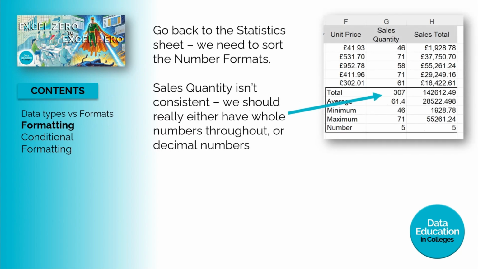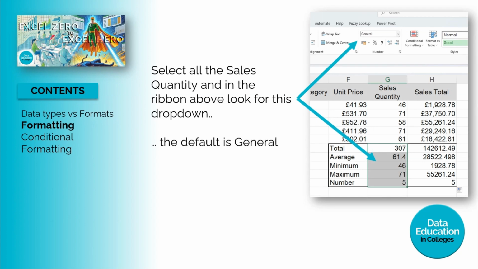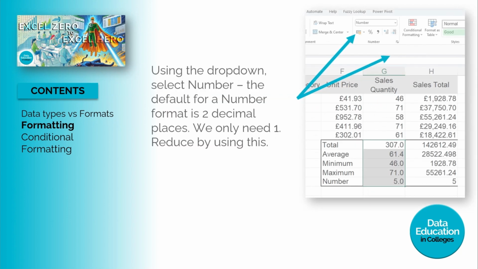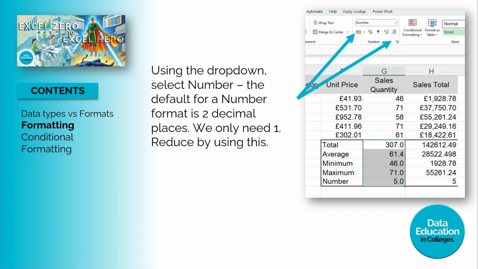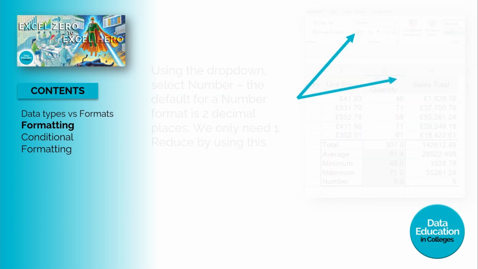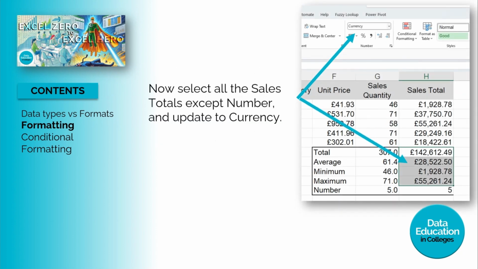So it's important we have this consistency of design so that people can make sense of our data set properly. So if you go back to your statistics, we need to sort the number formats. Sales quantity isn't consistent. We've got some whole numbers, some decimals. Really, it should all be the same. So select all the numbers with your white cursor and then go up in the ribbon where it says General. Drop down General to Number. Now the default for a number with Excel is 2 decimal points. We only need 1. So just underneath there, you can increase or decrease using that.